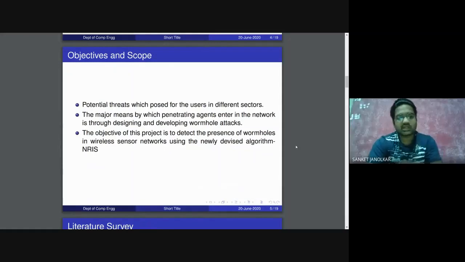So here we are defining the potential threats in different sectors. The primary goal for our project is to detect the wormhole links in the networks that we are using.